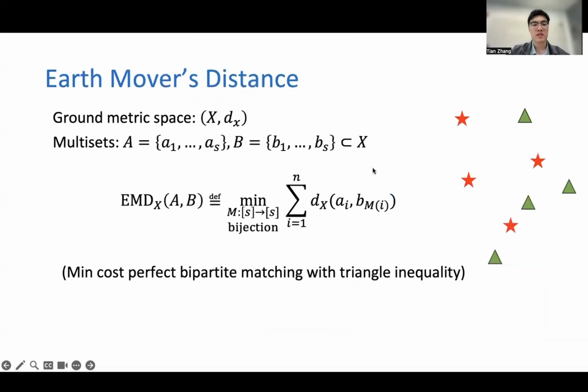Let me start with the definition of the Earth-Mover distance, EMD. So EMD is a metric space defined over another ground metric space. The points in EMD are multisets of the ground metric space of size, say S, and then the distance between 2 points A and B is defined as the value of the minimum cost perfect bipartite matching between elements in A and elements in B, where the cost is measured by the distance function of the ground metric space.